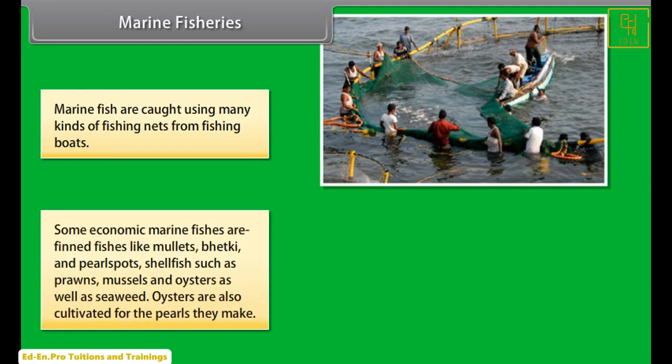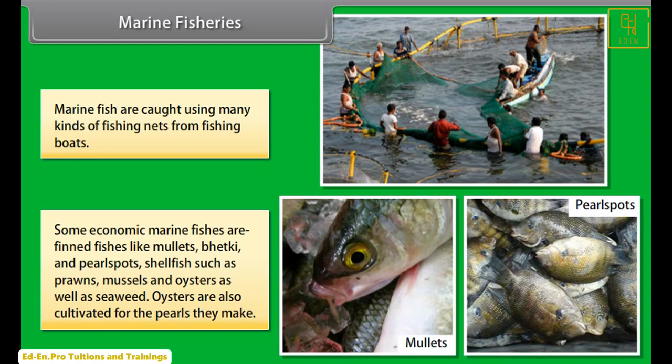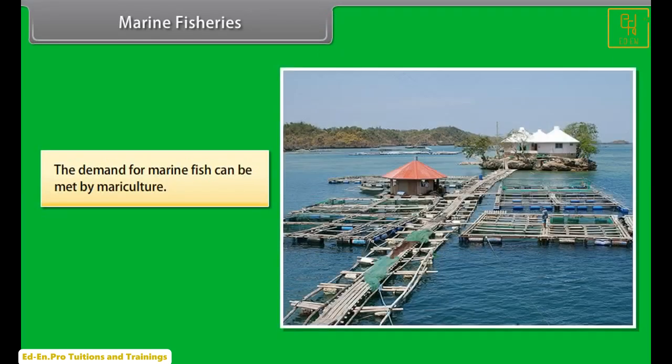Some economic marine fishes are finned fishes like mullets, vetki, and pearl spots, shellfish such as prawns, mussels, and oysters as well as seaweed. Oysters are also cultivated for the pearls they make. The demand for marine fish can be met by mariculture.